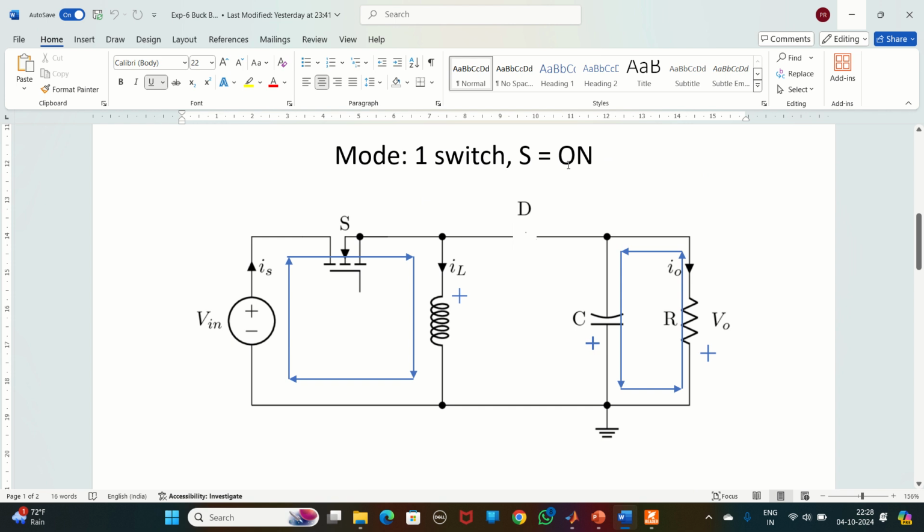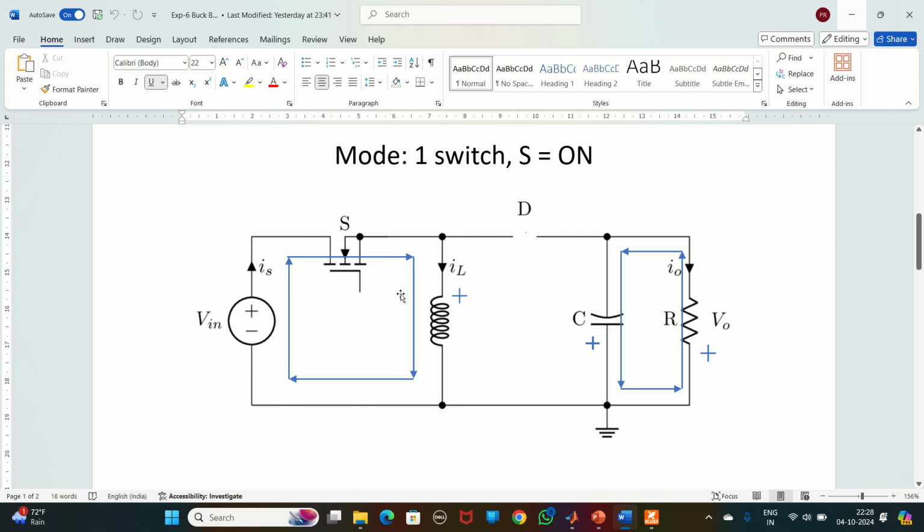Mode 1, switch S is on. When the switch is on, what will happen? Remember, here we are discussing the steady state analysis, steady state period, because in the initial case the capacitor is not charged, but in steady state condition we are considering it as charged. That is the only difference. Here the switch is on, that is supply Vin, the current Is will flow through the switch and the inductor. So the inductor will be charged.